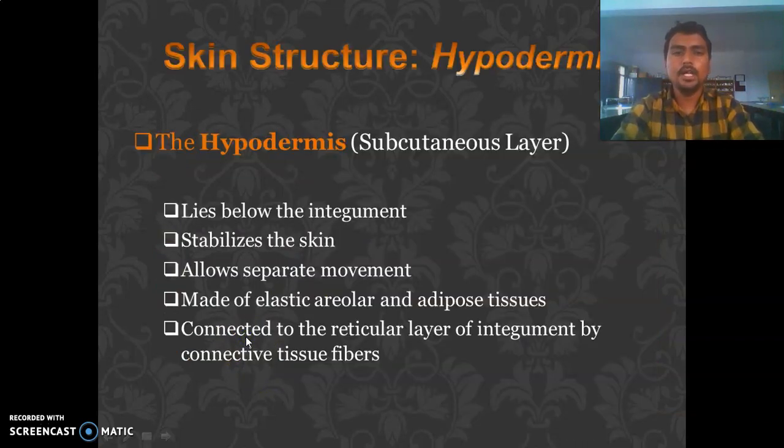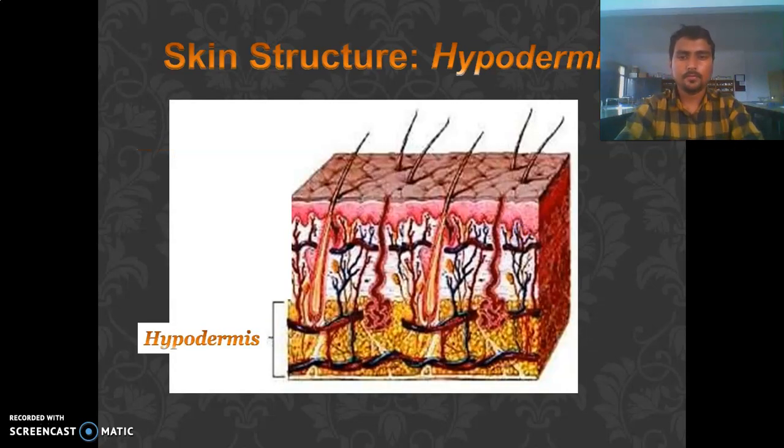After it, we have the hypodermis layer. The hypodermis lies below the integument. It stabilizes the skin and allows separate movements. It is made of elastic areolar and adipose tissues, and it connects to the reticular layer of the integument by connective tissue fibers. The hypodermis is present below the dermis.